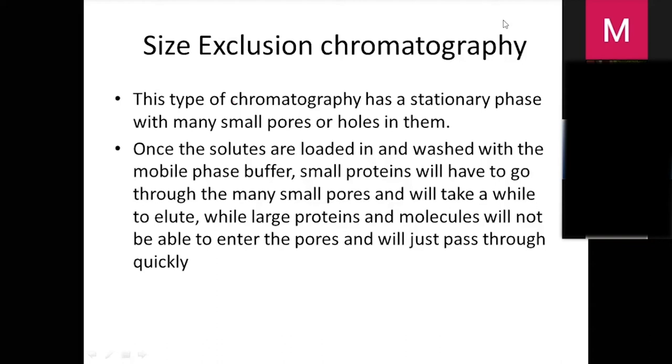So size exclusion is based only on size, whereas affinity is specific for one protein. Size exclusion elutes based on size, right? And if you know the size of your polypeptide, then you should know roughly when it should elute from the column.